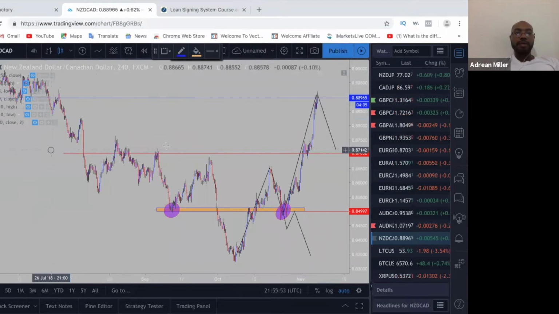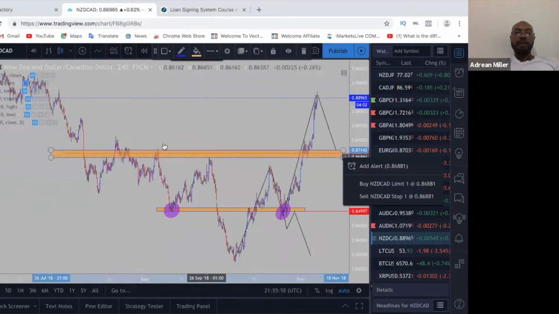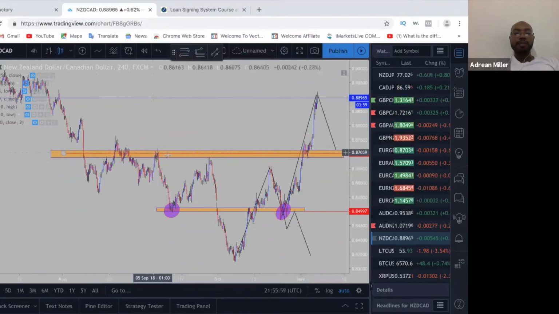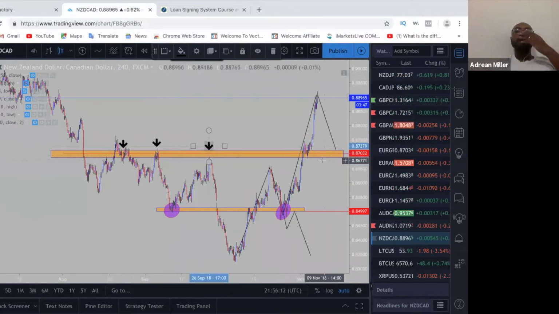But Adrian, why is that previous structure? Ladies and gentlemen, because we have multiple areas of hits of support and resistance. Look at this. We got this hit, that one right there, and that one right there. So most likely what we'll be waiting for is the market to eventually get back to this area of structure.